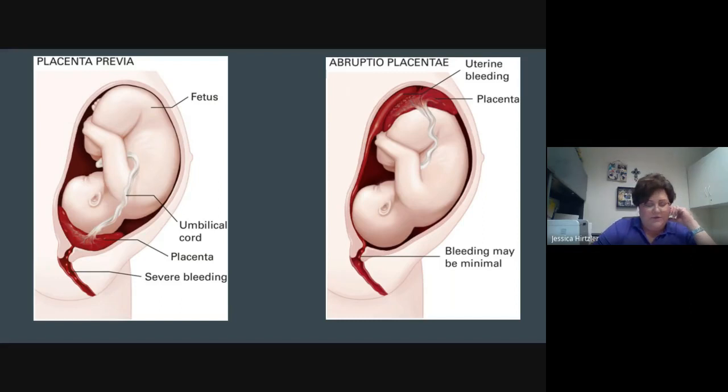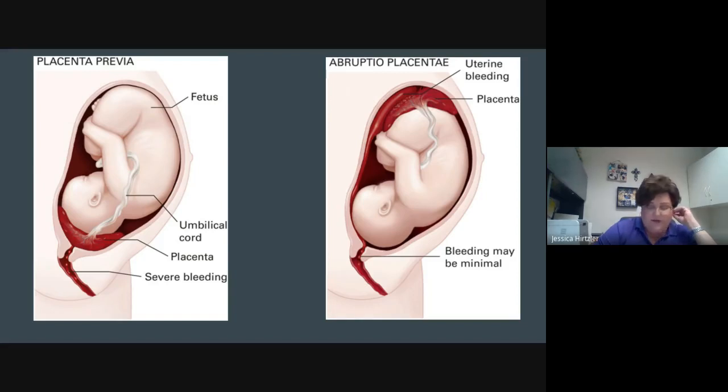There are two types, either complete or partial. So it either completely detaches from the uterine wall, or it'll partially detach from the uterine wall. Predisposing factors: hypertension, the use of cocaine and other drugs, preeclampsia, we talked about earlier. She's carrying twins or more. Previous abruptions, smoking, short umbilical cords, premature ruptures of the amniotic sac, and even diabetes.